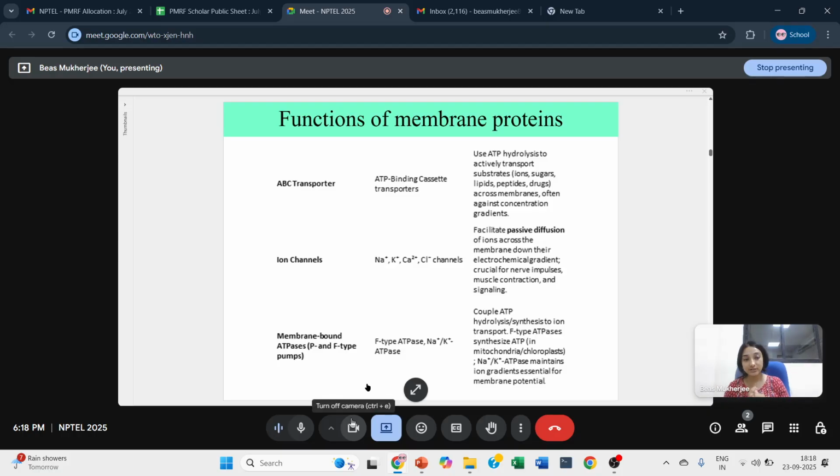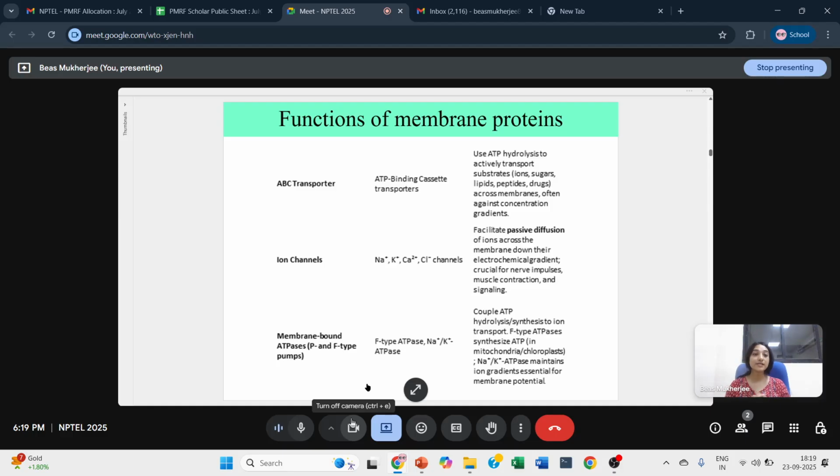So for example, ABC transporters. Now what are ABC transporters? These are ATP binding cassette transporters. That is where the name ABC comes from. These are proteins that use ATP hydrolysis to actively transport substrates such as sugars, ions, lipids, peptides, drugs, etc. across the membrane, often against the concentration gradient, the one that I was telling you about right now. So this is transporting all of these different materials against the concentration gradient using ATP hydrolysis.